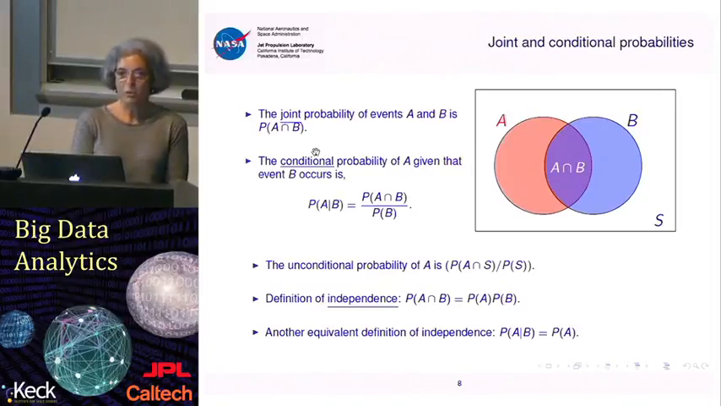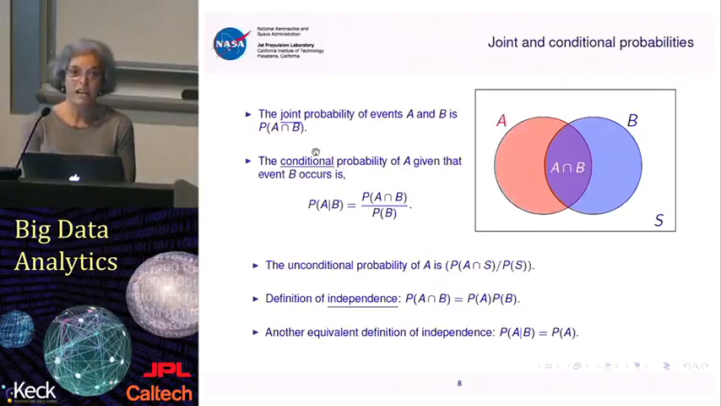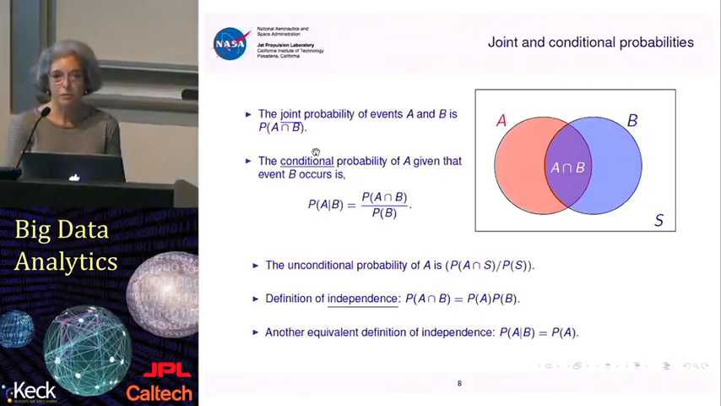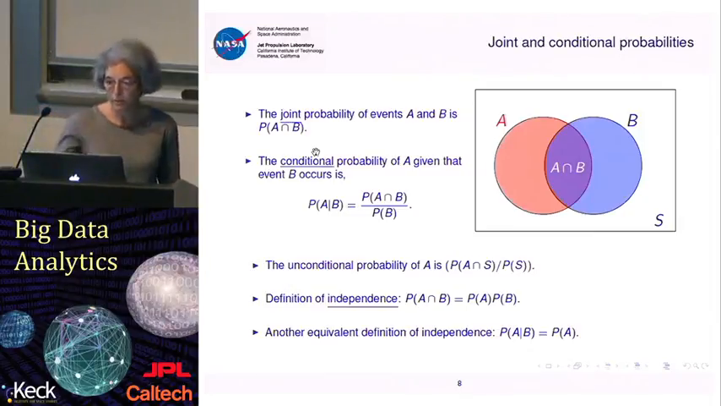Finally, we can see that another equivalent definition of statistical independence is that the conditional probability of A given B is simply equal to the probability of A. And that has a sort of pleasing interpretation, which is that you learn nothing from knowing that B occurred. So if the probability of A given B is exactly the same as the probability of A without anything to do with B, then we say that A and B are independent.